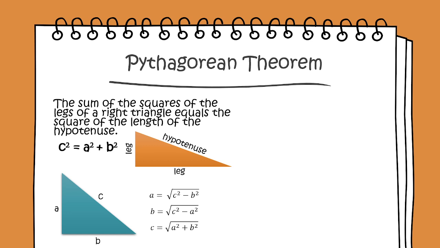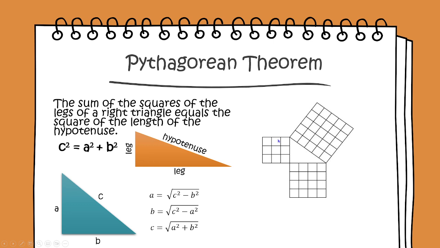And I included the formulas and how you would solve for them in each different scenario, depending on what side you're solving for. I also included a visual aid of squares making a triangle. The smallest square has a side length of 3, which means it has an area of 9. The second biggest square has a side length of 4, which means it has an area of 16, and the biggest square has a side length of 5, which means it has an area of 25.